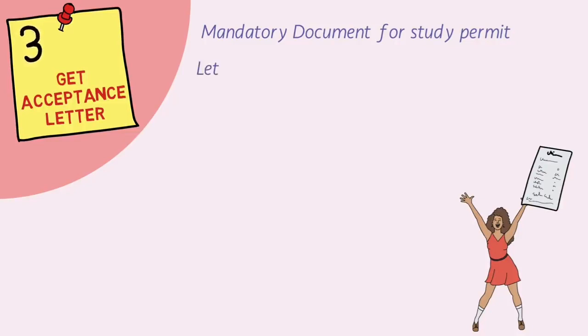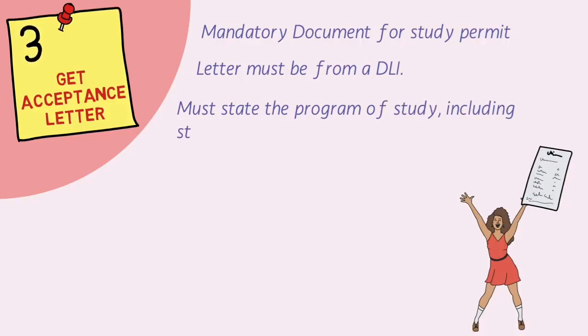Now the acceptance letter must be from a DLI college. So while you are researching colleges or universities, you must make sure that they are designated learning institutions. DLI stands for Designated Learning Institution. If the college or the university is a designated learning institution, it would be mentioned very clearly on their website. Now the acceptance letter must state the program of study, including the start and the end dates. Now, talking of applying to colleges or universities, I said in the first step that I would talk about it later, so let's discuss it now.